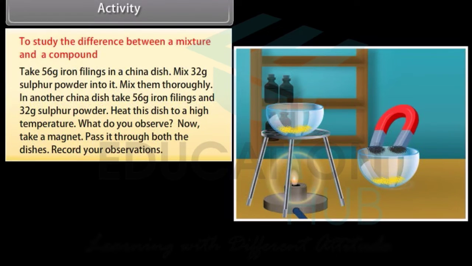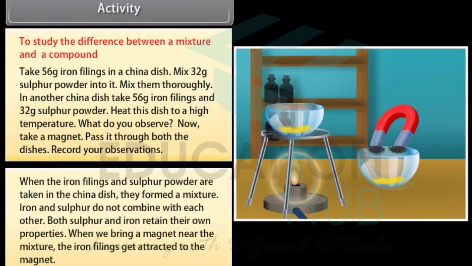Record your observations. When the iron filings and sulfur powder are taken in the china dish, they form a mixture. Iron and sulfur do not combine with each other. Both sulfur and iron retain their own properties. When we bring a magnet near the mixture, the iron filings get attracted to the magnet.